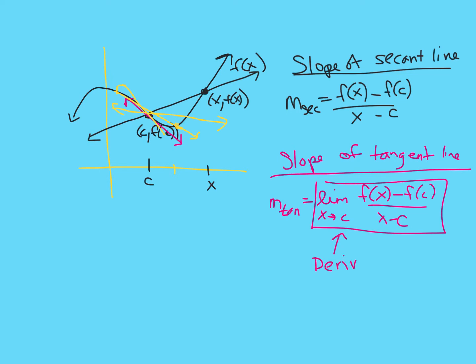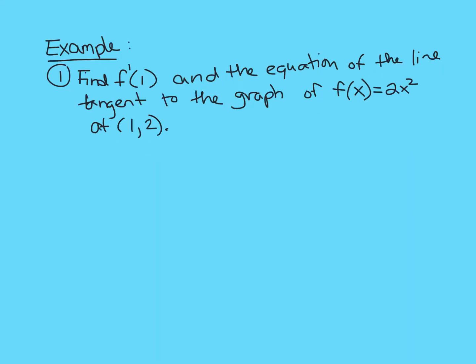And like I said earlier, in calculus we spend months on derivatives. We write this, by the way, as f prime of c. So that means the derivative evaluated at c. So we put a little tick mark next to our f. So let's do an example.